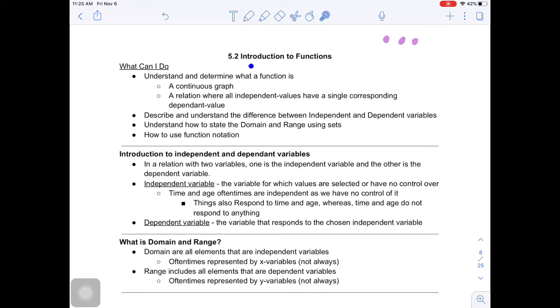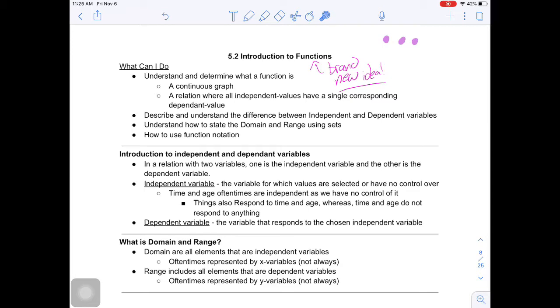We are now on to 5.2, and this is Introduction to Functions. This is a brand new idea, and this idea can often cause a little bit of grief when you first learn it. So don't be upset if something doesn't quite click right off the dot.